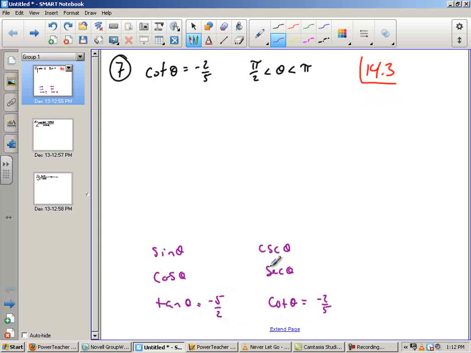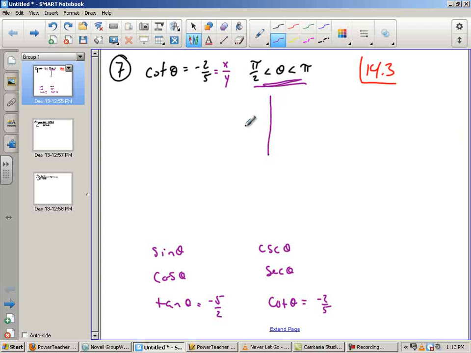Well, the problem is I can't find any of the rest of these without having the radius, because I know the cotangent equals x over y. But I also don't know which one's the negative. Is it the x that's negative, or is it the y that's negative? I need to figure that out. That's going to be found in this information right here.